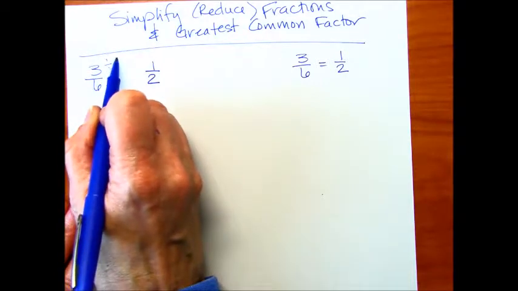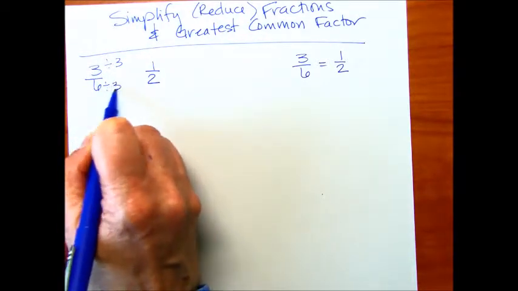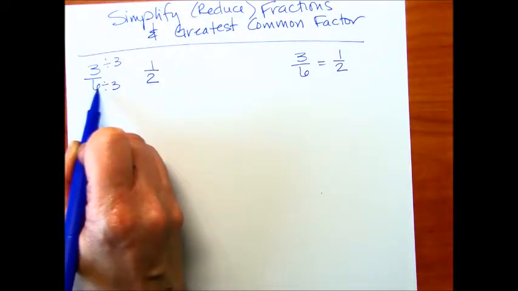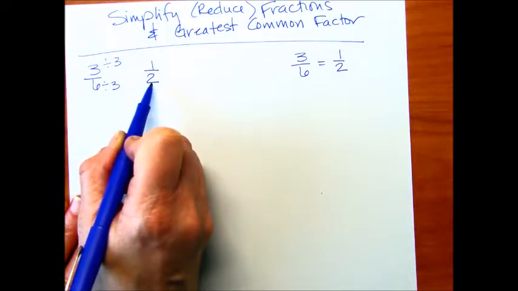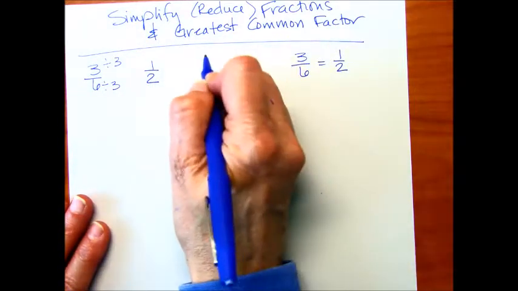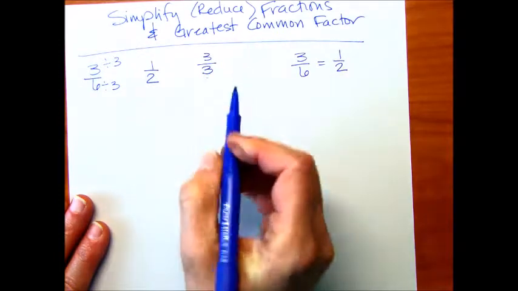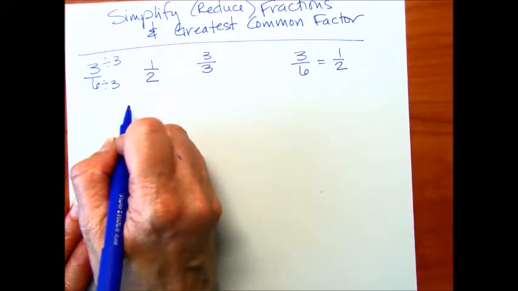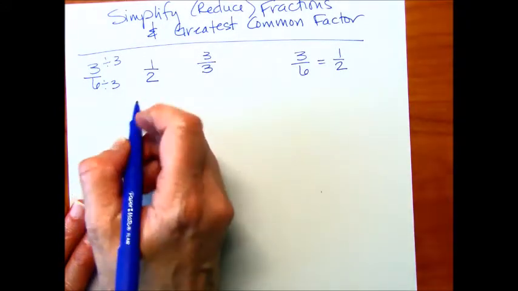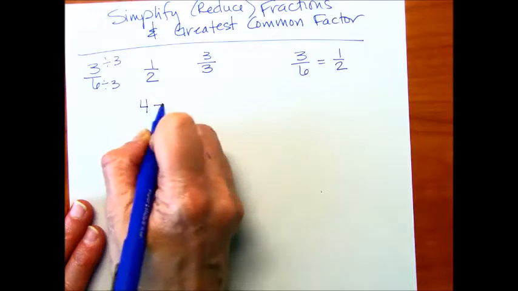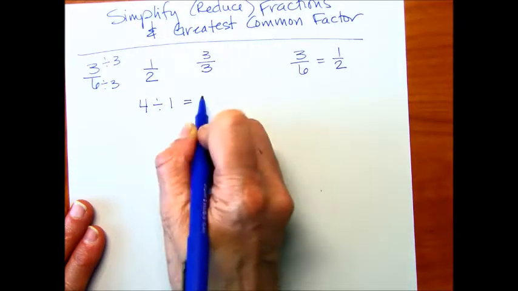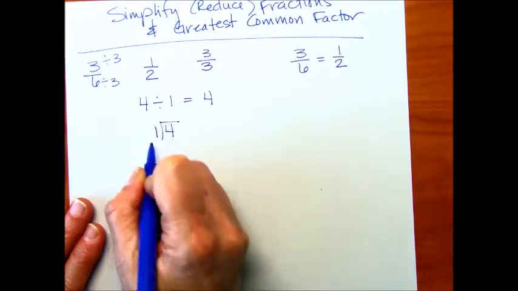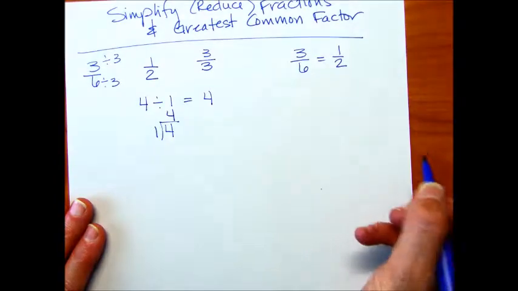If I divide by 3, I'm going to get 3 divided by 3 equals 1, and 6 divided by 3 equals 2. Notice that 3/3 is also equivalent to 1. When you divide a number by 1, you get that number. So for instance, if you divide 4 by 1, you're going to get 4. You could write it like this. 1 goes into 4 4 times.